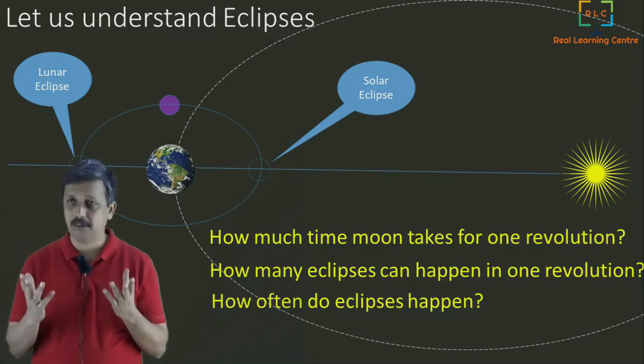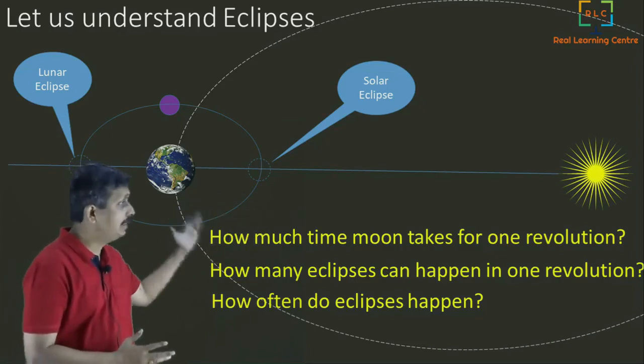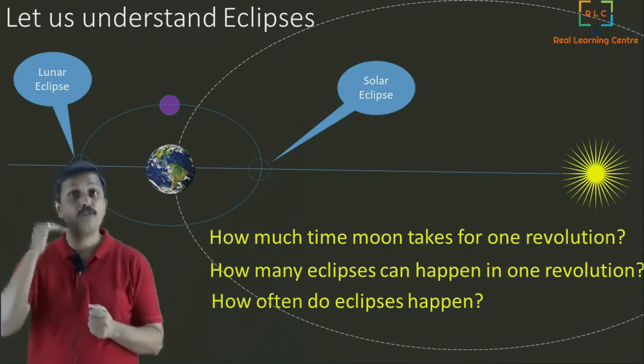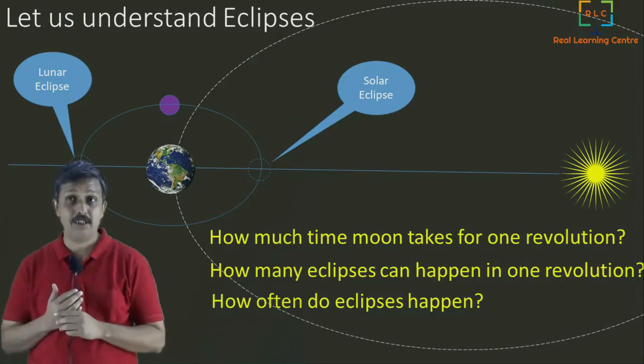So how is it possible? They come in a line, but still an eclipse does not happen. Can you think about it? Why doesn't it happen? Let's now explore that.